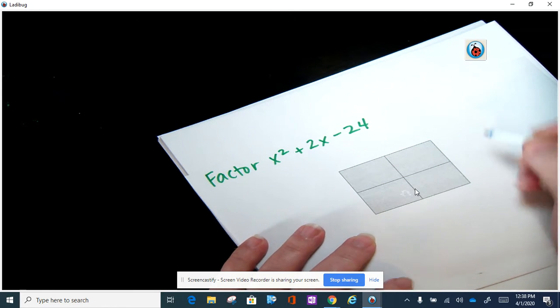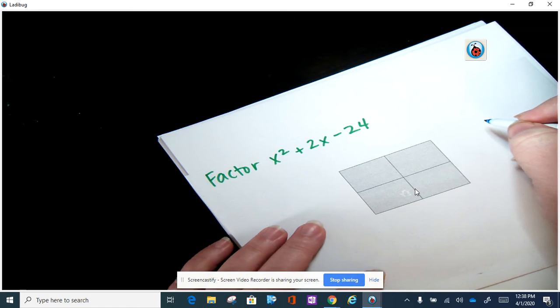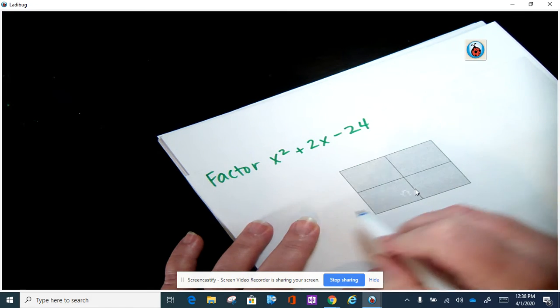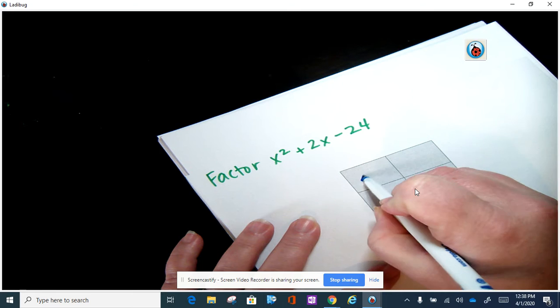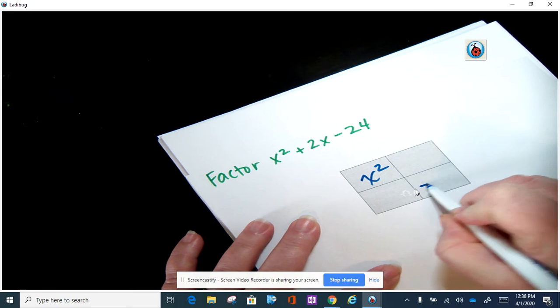The first secret code word is Berry. So first of all, we're going to set up our area model. X squared, the constant here.